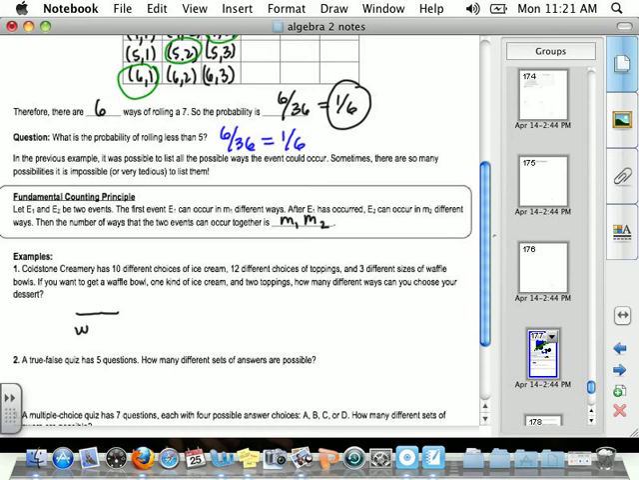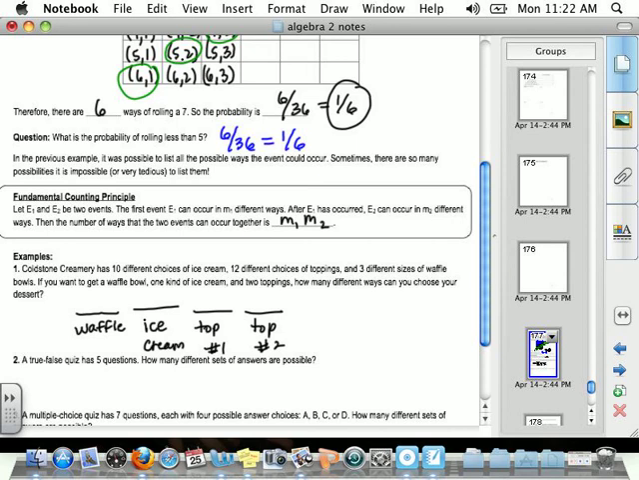So the first thing I'm going to choose is the waffle cone, or the waffle bowl, I guess. Then I'm going to pick the ice cream. Then I'm going to pick topping number 1 and topping number 2. Okay, the toppings aren't going to be the same. I'm going to make them different.